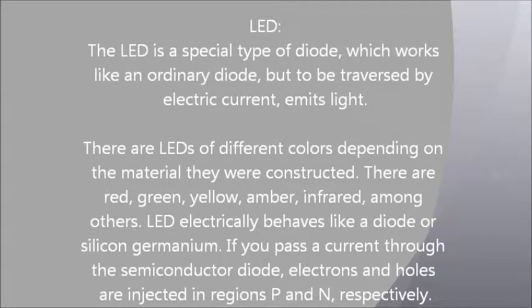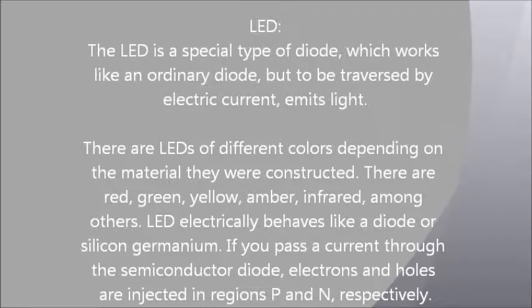electrical current emits light. There are LEDs of different colors depending on the materials they were constructed from. There are red, green, yellow, amber, infrared, among others. An LED electrically behaves like a diode of silicon or germanium. If you pass a current through the semiconductor diode, electrons and holes are injected in regions P and N.